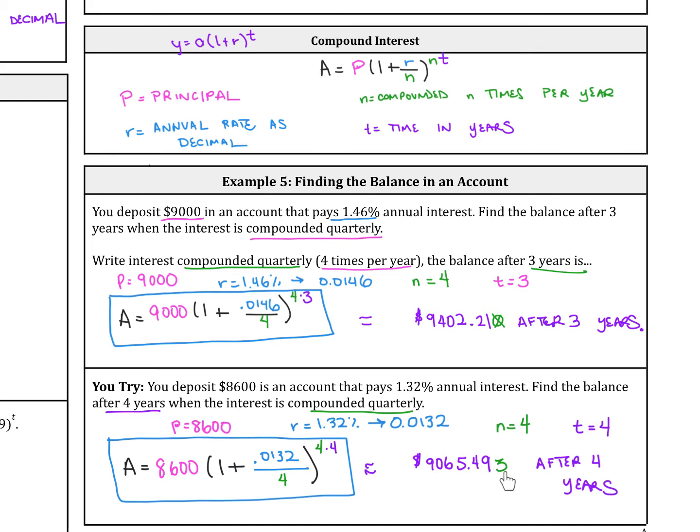9065.493, and it keeps on going. So you just look at the 3. 3 is less than 5, so then it just stays as 49. Okay, 9065.49, and then after 4 years.